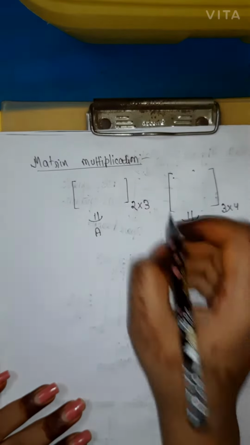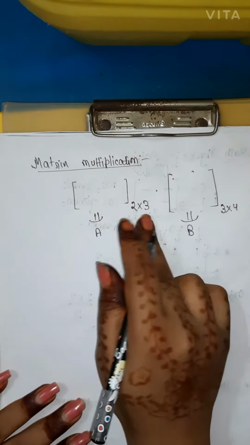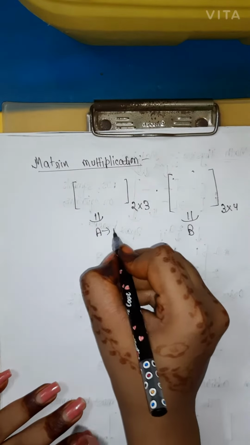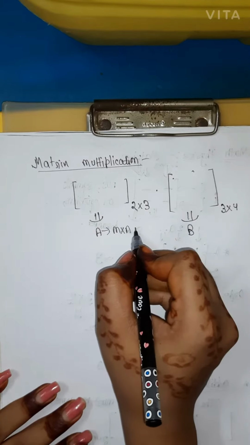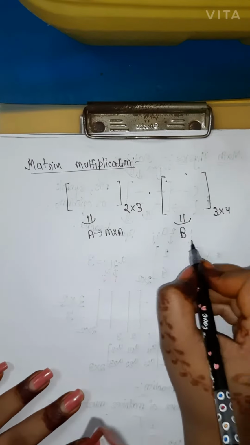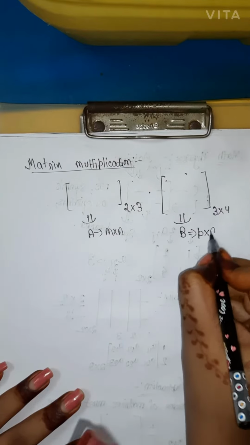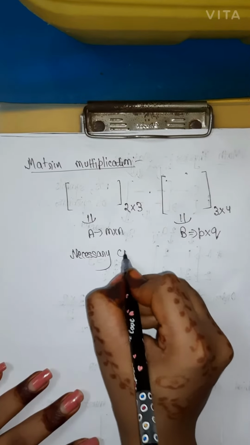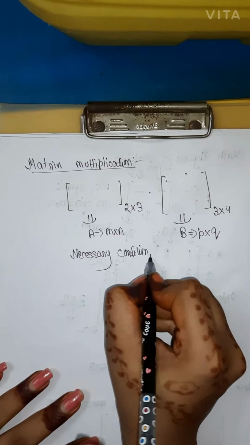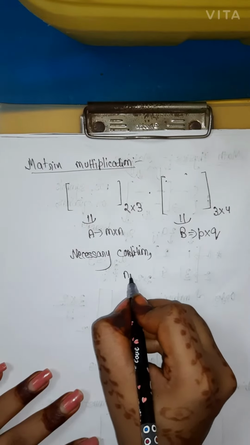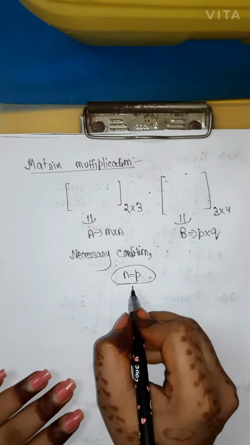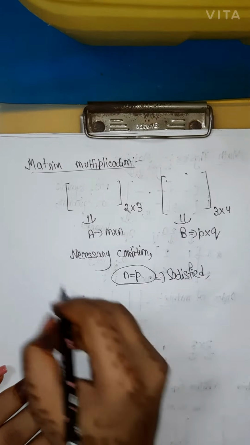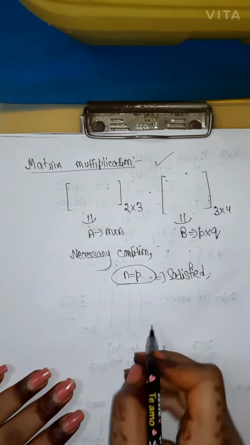So A into B is possible, because what? So for matrix A, let us say 2 cross 3, we will say m by n order, and for matrix B we will denote it as p by q. So the necessary condition will be that n must be equal to p. If this is satisfied, then matrix multiplication is possible, or else not.